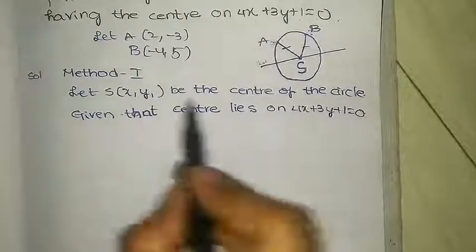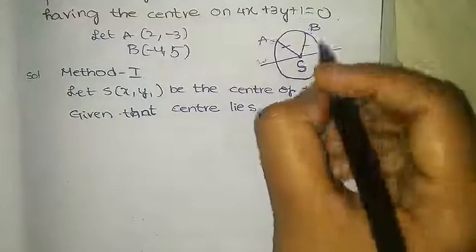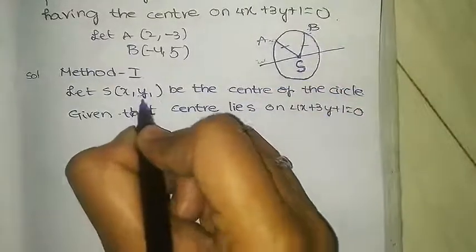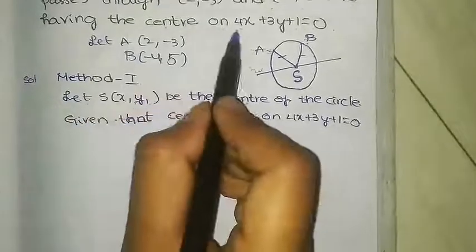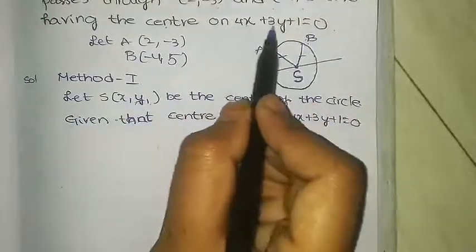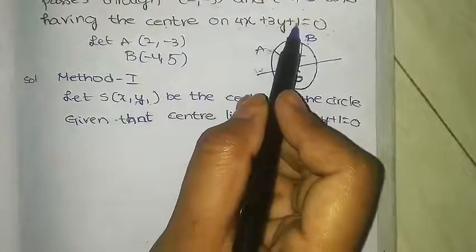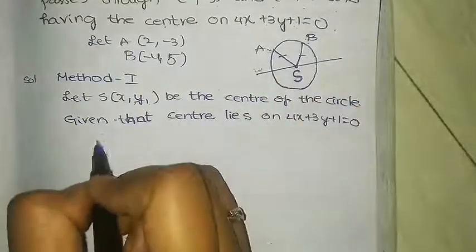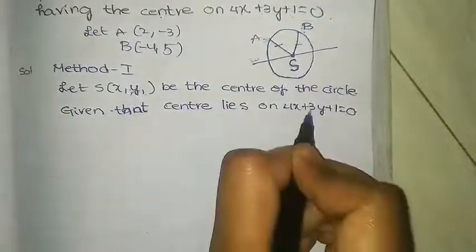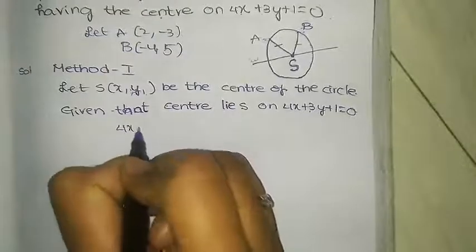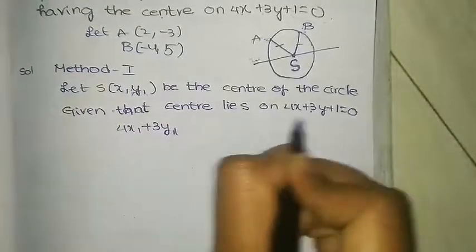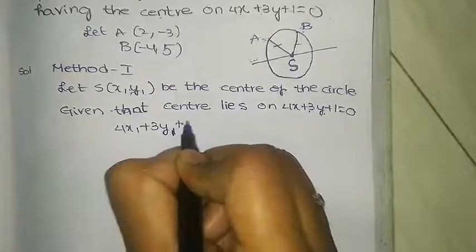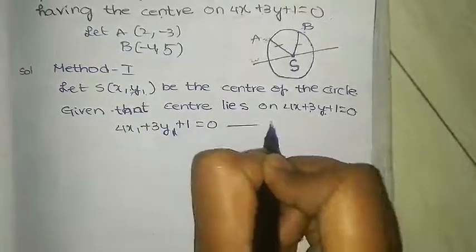So in method 1, let us say the center is S, with (x1, y1) being the center of the circle, and it is given that the center lies on the line 4x plus 3y plus 1 equals 0. That means we can substitute these values. So 4x1 plus 3y1 plus 1 is equal to 0. Let it be equation number 1.